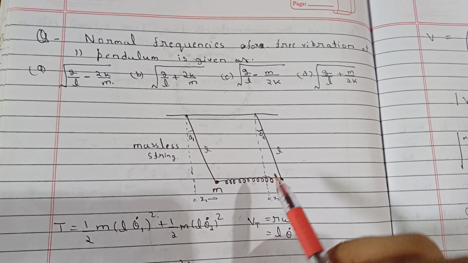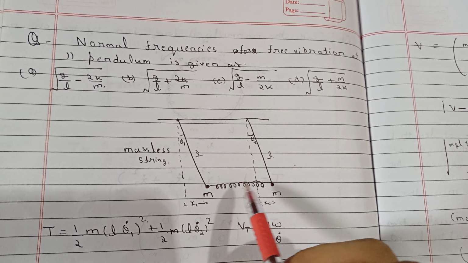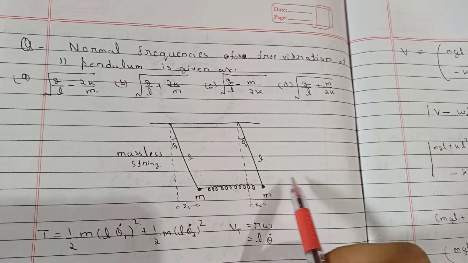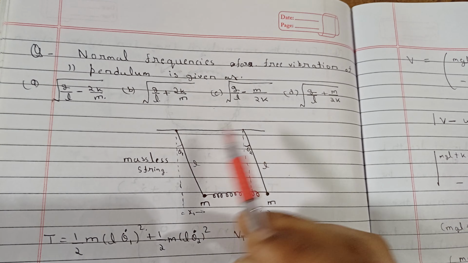Now these two particles are oscillating, and there is a spring also attached. Now it can oscillate in any way. I am showing it going parallelly, but it can go this way and this way. So it can oscillate in any way. So what normal frequencies are possible for this system?